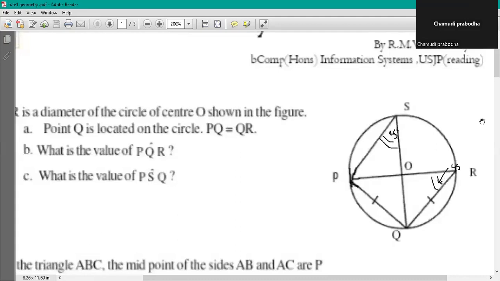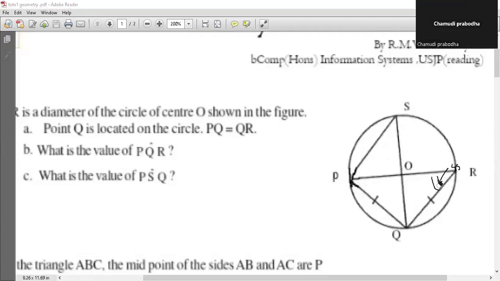Yes or no, tell me. Students, if you have any question regarding the first question, please tell me. Okay. Then shall we move to the second question?